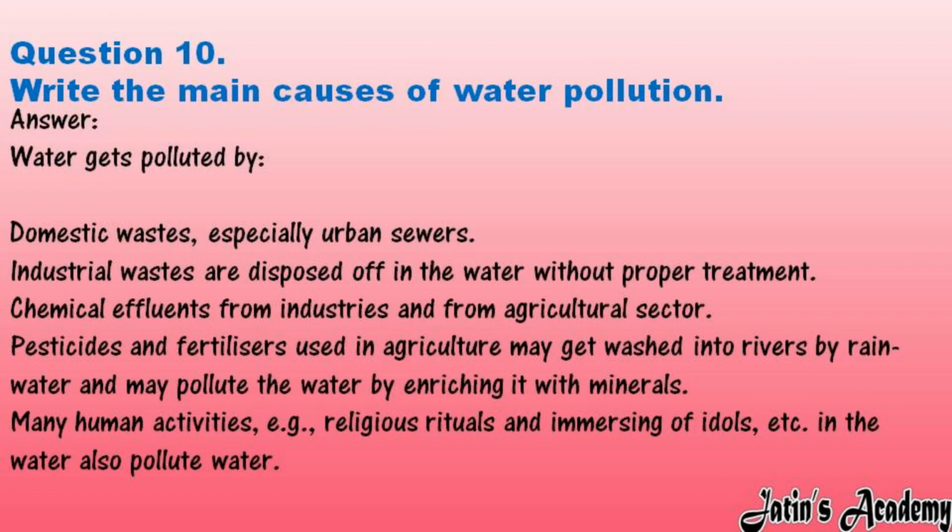Question 10. Write the main causes of water pollution. Answer. Water gets polluted by domestic wastes, especially urban sewers. Industrial wastes are disposed of in the water without proper treatment. Chemical effluents from industries and from agricultural sector.